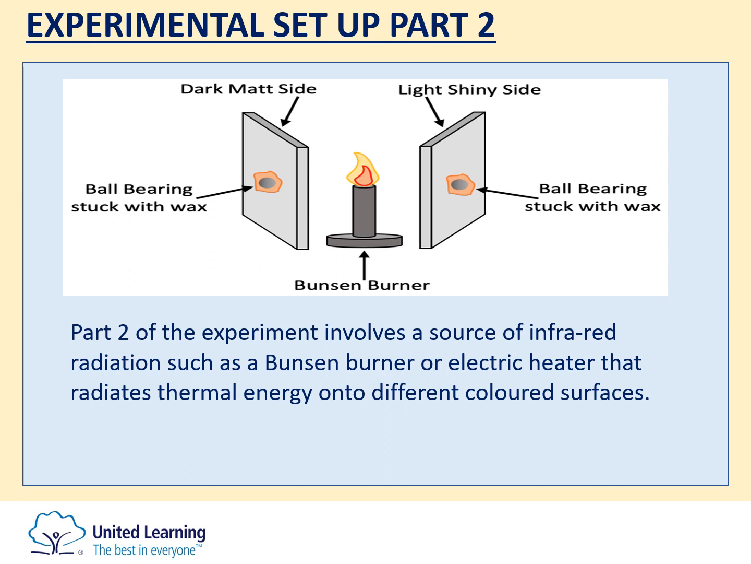Now, as the different surfaces absorb different amounts of infrared radiation, in this case, the wax begins to melt. The side that absorbs the most infrared radiation will cause the wax to melt the quickest, and the ball bearing will drop off. If you have thermometers, the side that absorbs the most infrared radiation will obviously cause a bigger rise in temperature. Again, it's important that you don't touch the metal surfaces whilst the experiment is being conducted, and I would recommend not placing your hand in between the metal surfaces and where the heater is, as it can get potentially extremely hot.